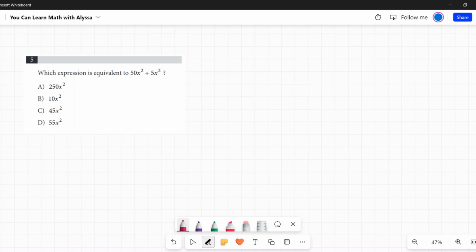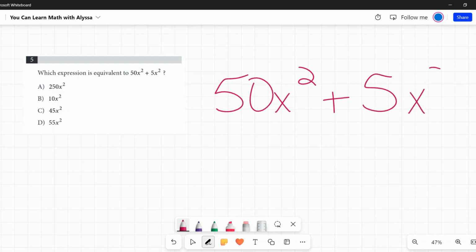Number 5, which expression is equivalent to 50x squared plus 5x squared? Anytime we're asked to add terms, we want to see if they are like terms. That is, are the variables identical? So in this case, we're going to look at the variables, and sure enough, they're exactly the same. They both use the variable x, and they both use that power squared, x squared. So because they are the same, we can treat it just as if you're adding 50 of a thing, and then there's 5 more of that thing. How many things do I have?